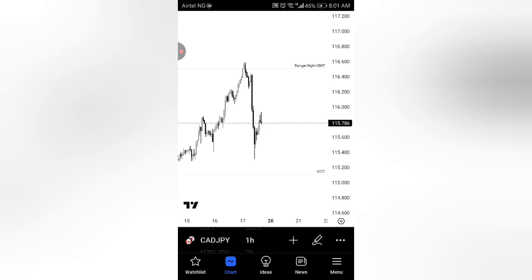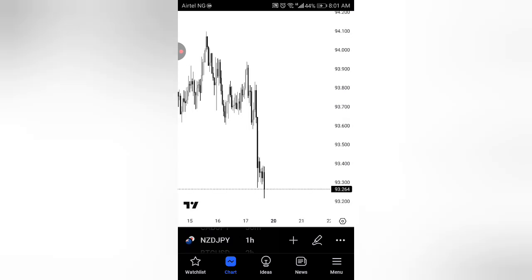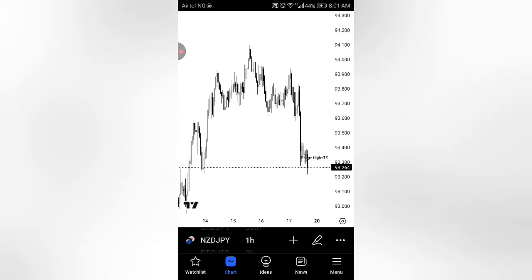So that is why I currently want to let go of all these pairs, at least for now. Let me focus on just one. So it's not because I don't know or understand how these pairs move, but I just want to limit my attention. Yeah, let me put it that way. I want to limit my attention to one particular pair.